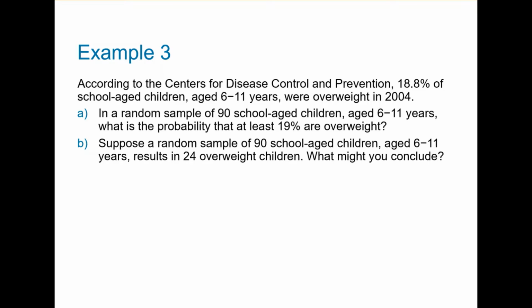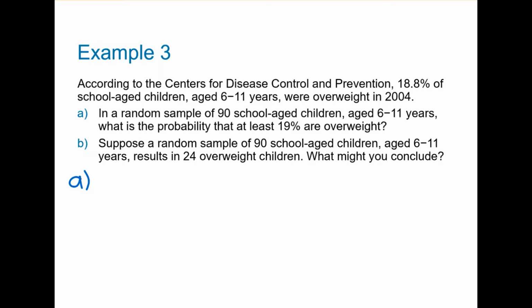According to the Centers for Disease Control and Prevention, 18% of school-aged children aged 6 to 11 years were overweight in 2004. Part A, in a random sample of 90 school-aged children aged 6 to 11 years, what is the probability that at least 19% are overweight?